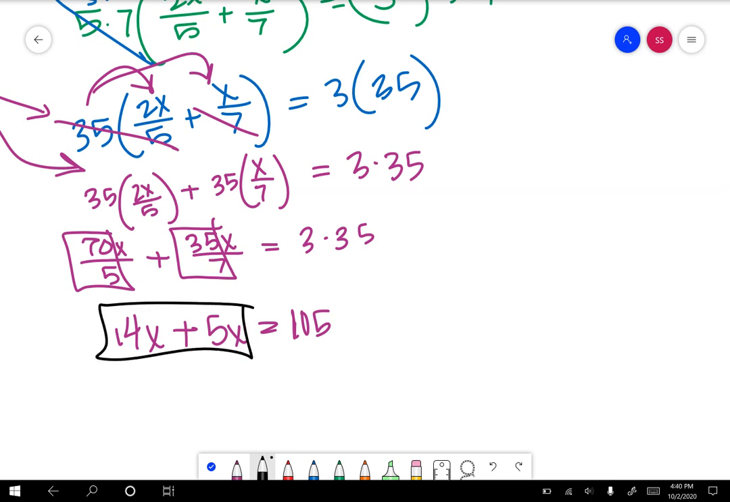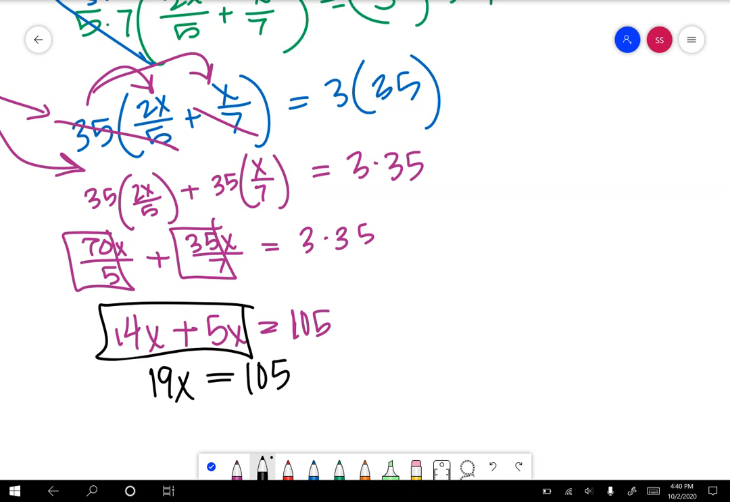They both have x's raised to the first power. We could technically factor out the x like we did with the other problem and do it that way, right? 19 times x. Or we can add them because we know that they're both like terms, so we can add them. 14x plus 5x would be 19x, so we got the same answer.